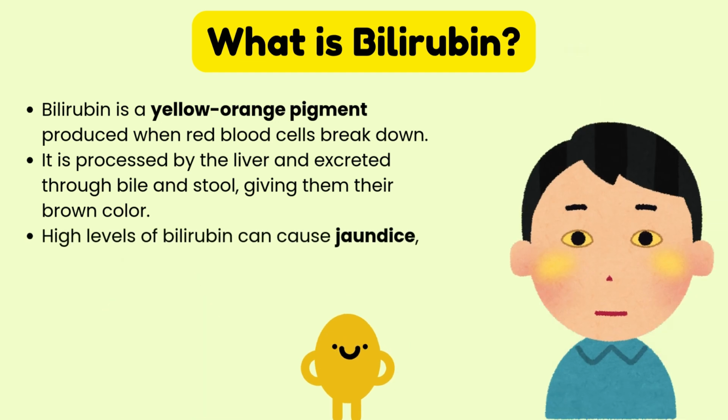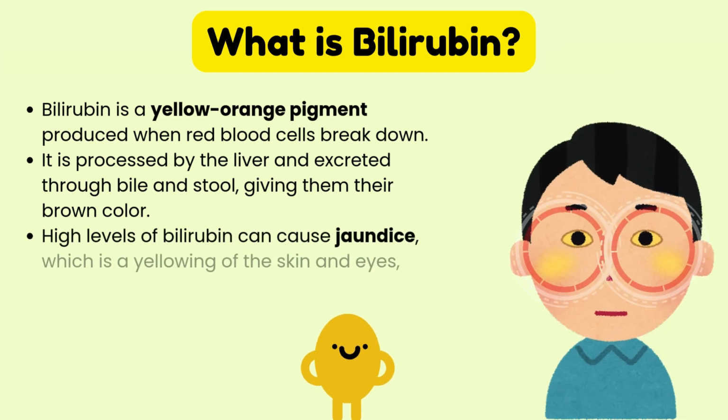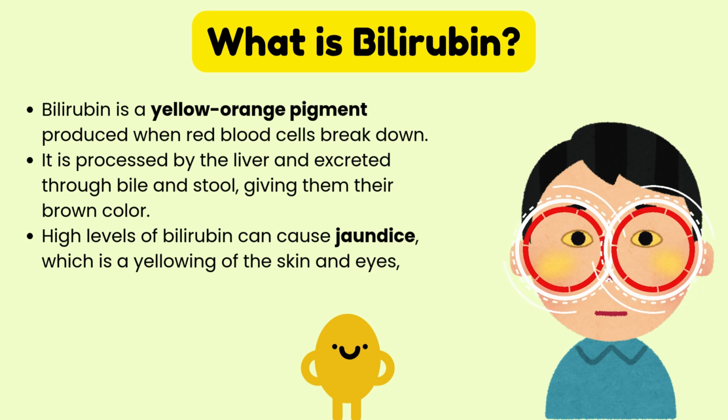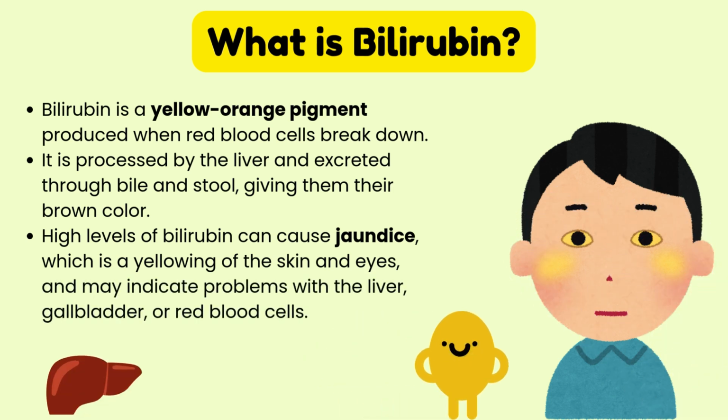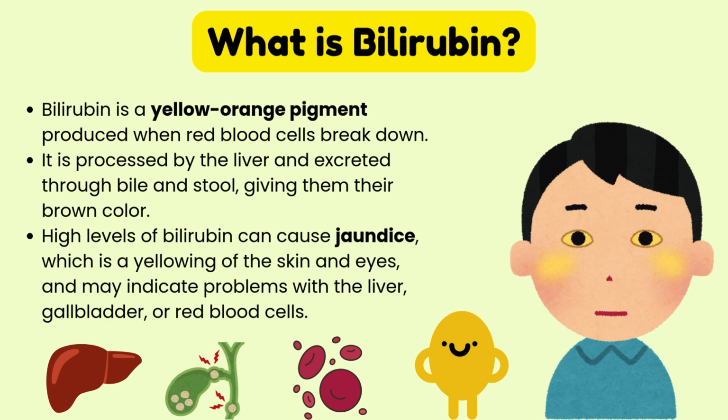High levels of bilirubin can cause jaundice, which is a yellowing of the skin and eyes, and may indicate problems with the liver, gallbladder, or red blood cells.